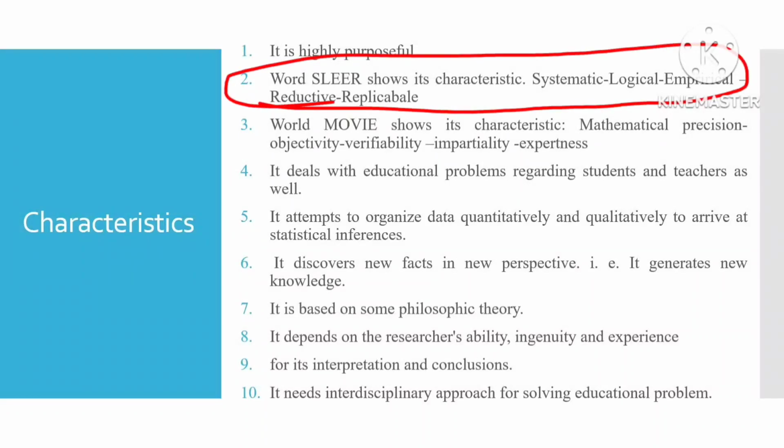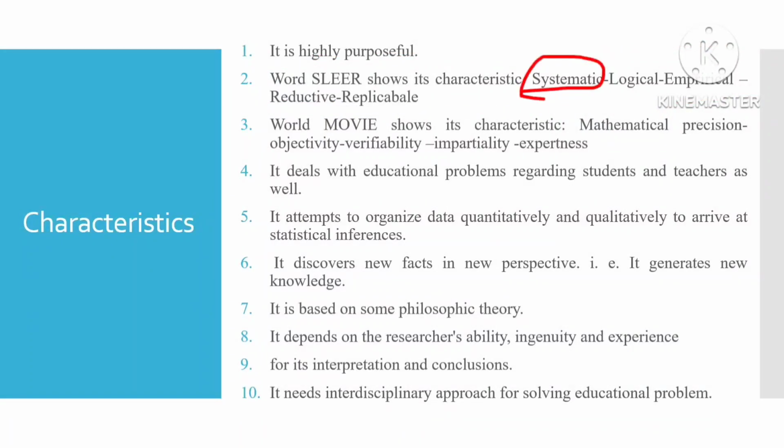The word SLEER shows its characteristics: systematic, logical, empirical, reductive, and replicable. Systematic research ensures that the study is conducted in a step-by-step manner, allowing for the collection of accurate and reliable data. You can simply say that it follows a structured and organized approach involving carefully planned procedures and methodologies.